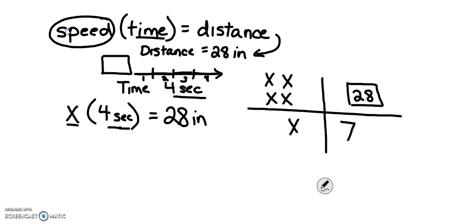So x is 7, and the answer in a sentence is that the speed of the toy train is 7 inches per second. Because if we are going 7 inches every second, and we do that for 4 seconds, we will travel a total of 28 inches.